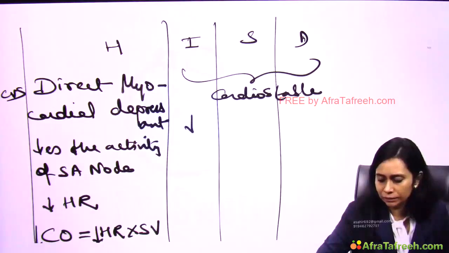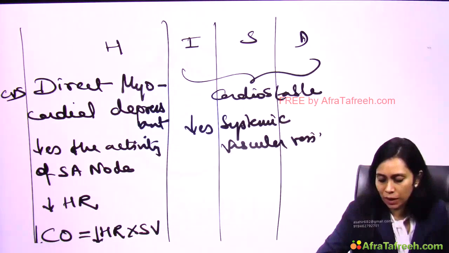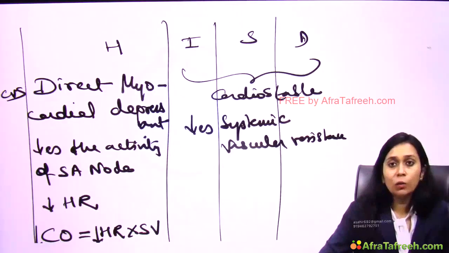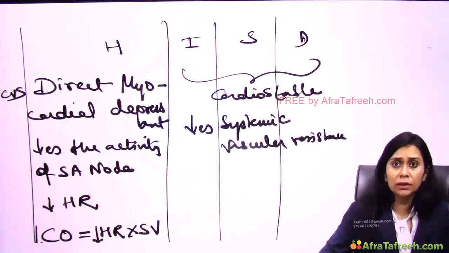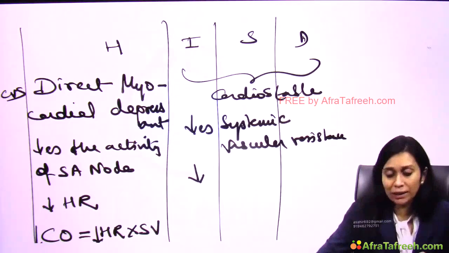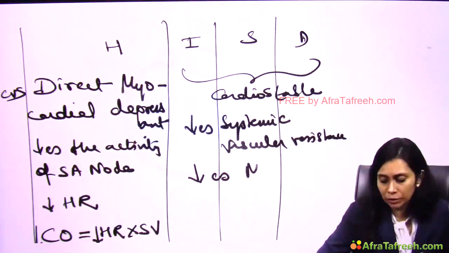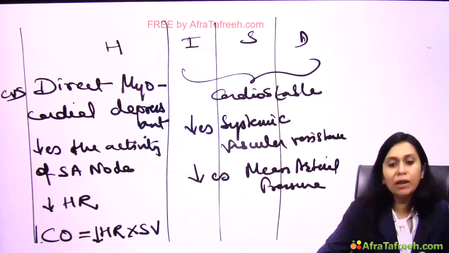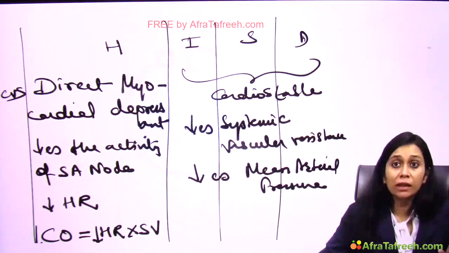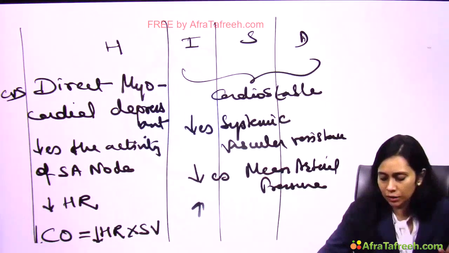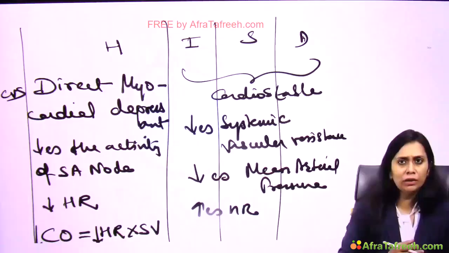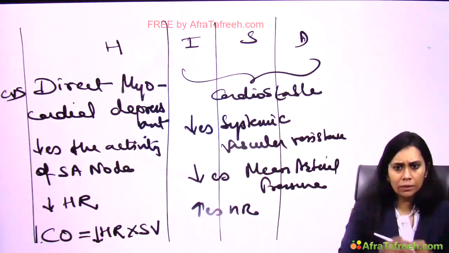They decrease systemic vascular resistance. Guys, what is systemic vascular resistance? Tone of your blood vessels. It is decreased, so all the blood vessels dilate. So diastolic blood pressure reduces and mean arterial pressure reduces. And whenever arterial pressure reduces, there is a reflex sympathetic tachycardia. Heart rate increases. So this is the effect of iso-sevo-des on the cardiovascular system.